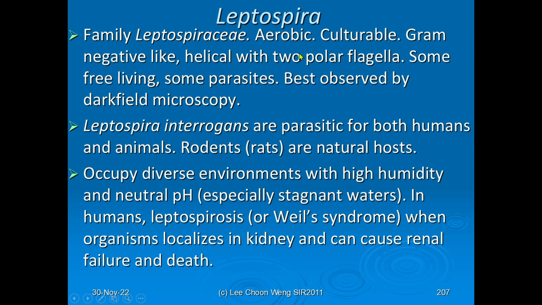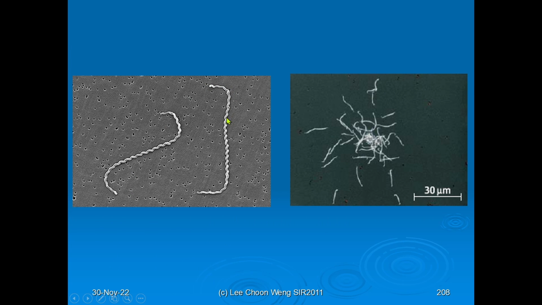For Leptospira, environmental. So you can find Leptospira in diverse environments with high humidity and neutral pH, especially stagnant waters. The type species is Leptospira interrogans, and they are parasitic for both humans and animals. Rodents are natural hosts. So in humans, leptospirosis occurs when the organism localizes itself in the kidney and can cause renal failure and death. So this shows the spiral shape of the bacteria.